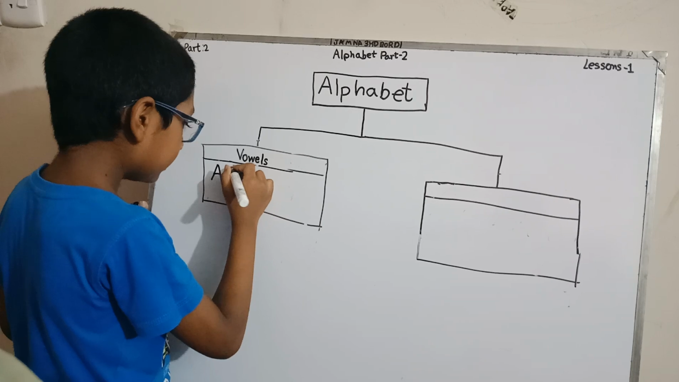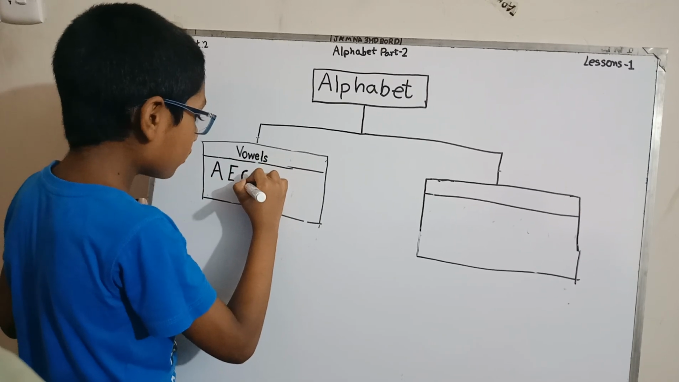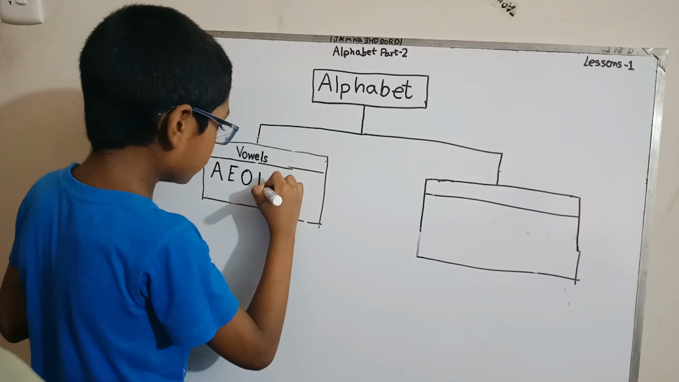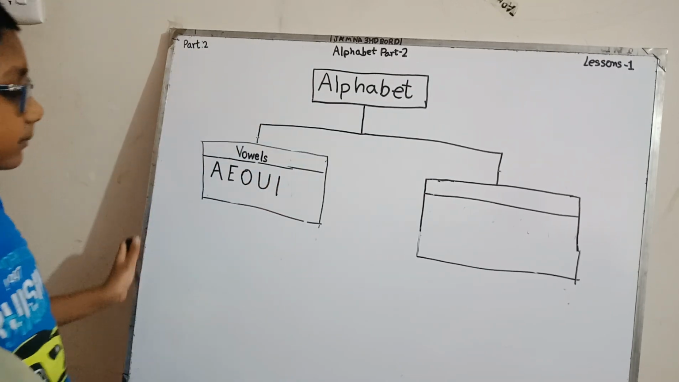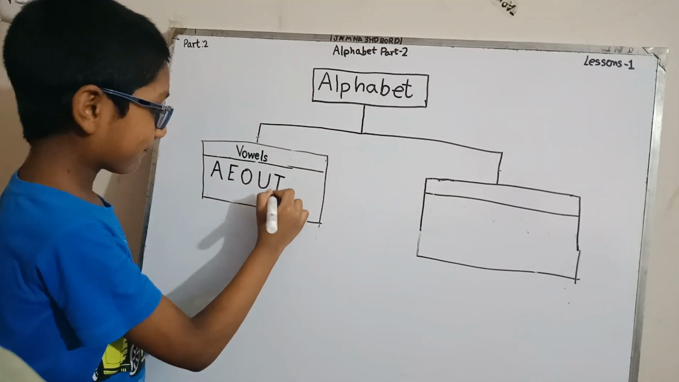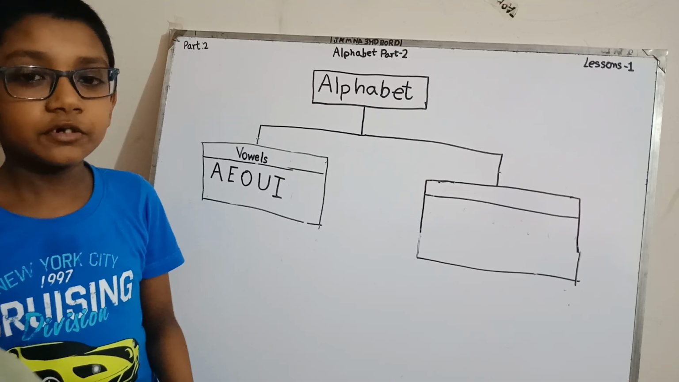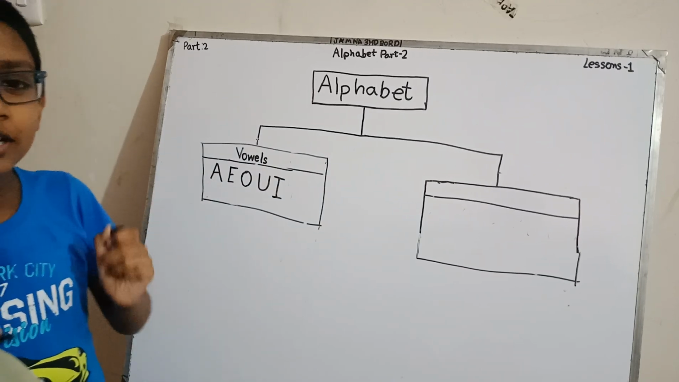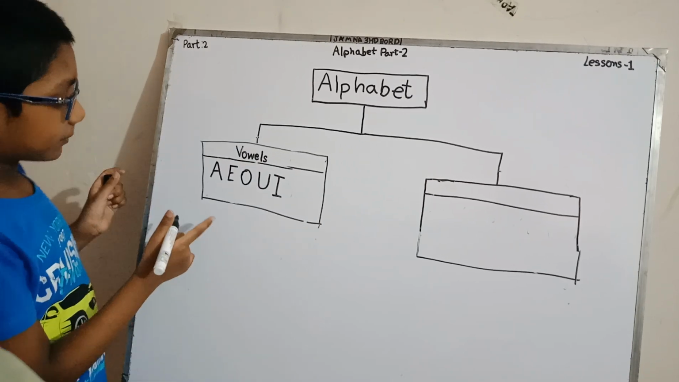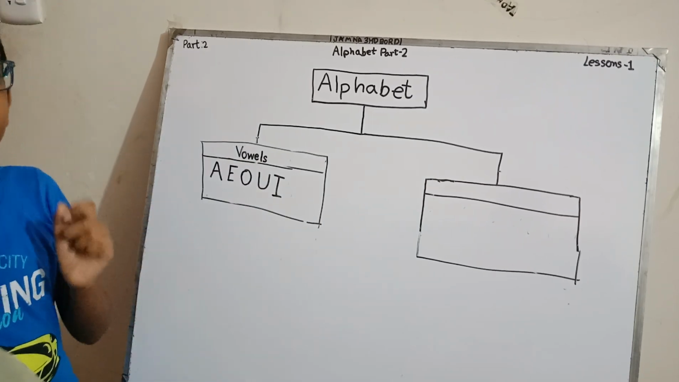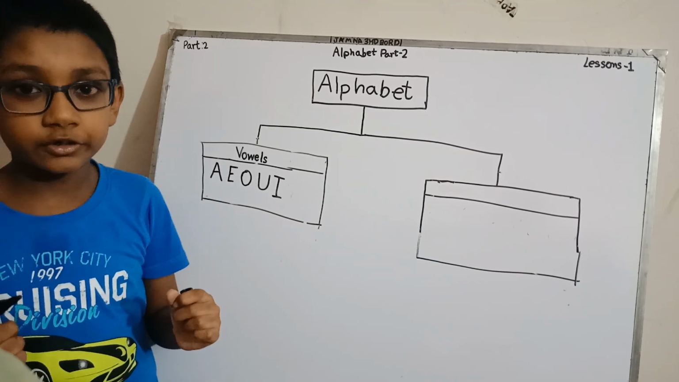Vowels: A, E, O, U, I. Remember, in the previous video we learned about capital and small letters. So write the capital letters right here, and you will know the same for the small letters, right?